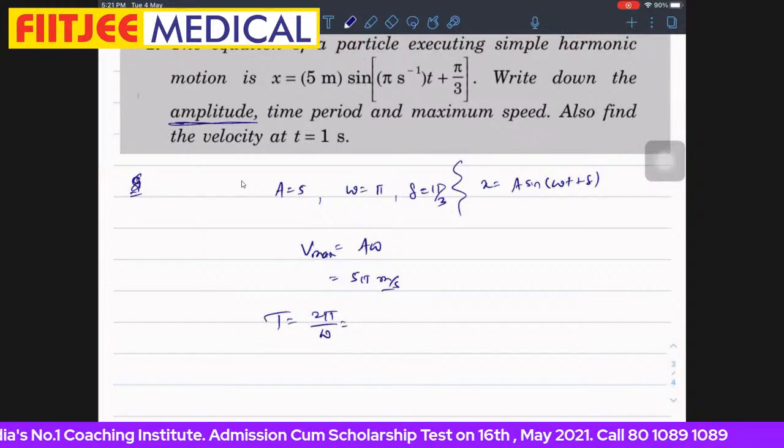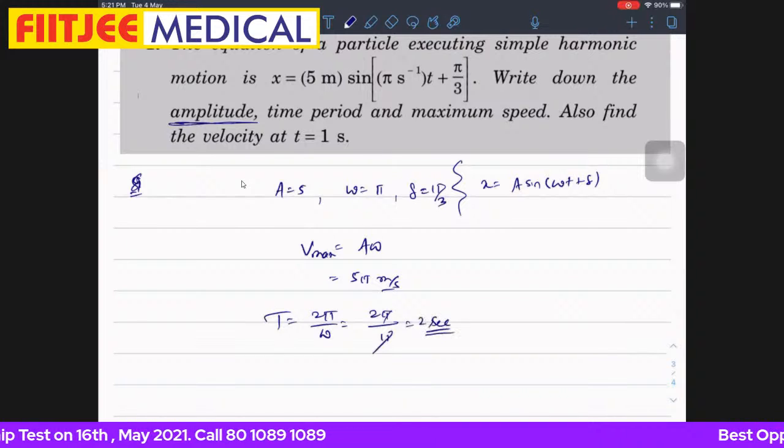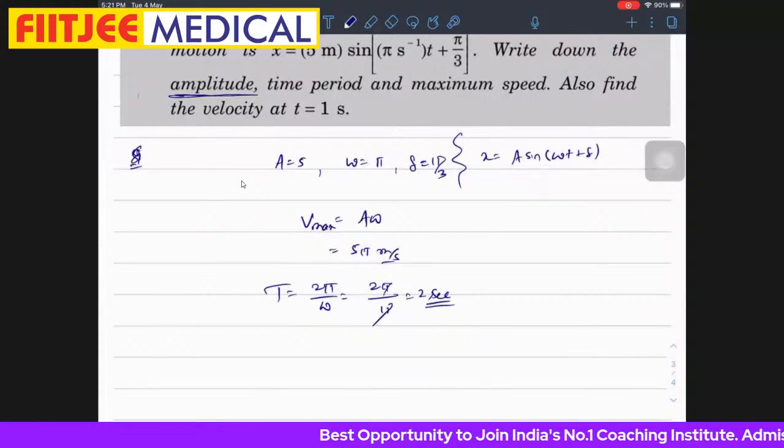So what can we write? 2π/ω, we have π. So 2 seconds. So amplitude we got, time period we got, maximum speed you got. They're asking also to find the velocity at t equals 1 second.